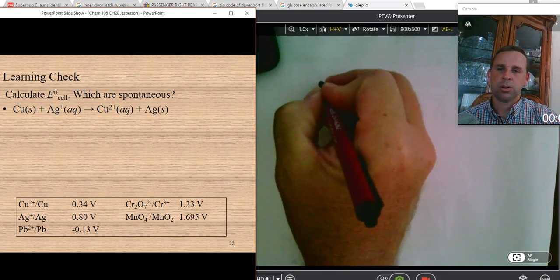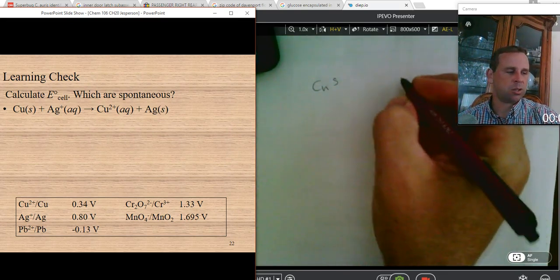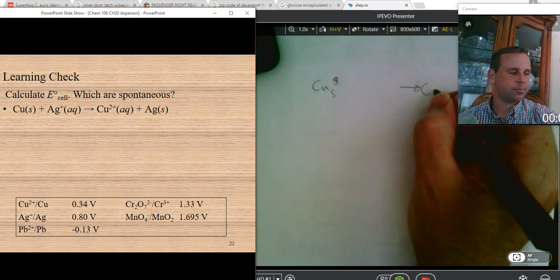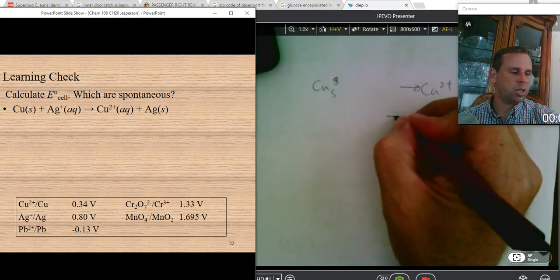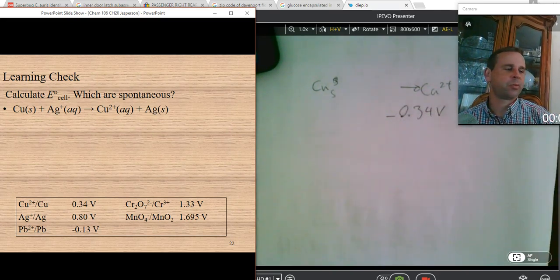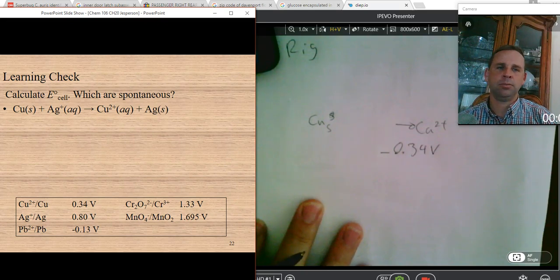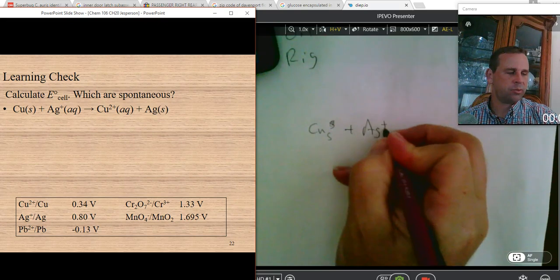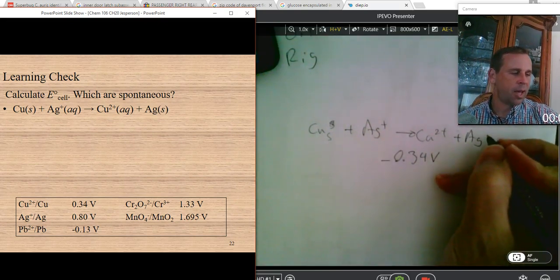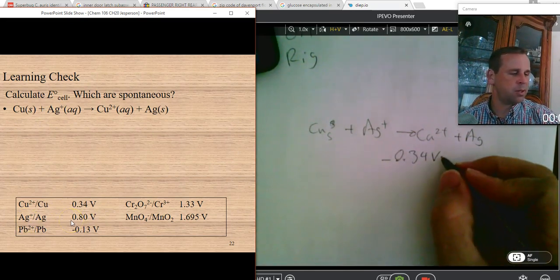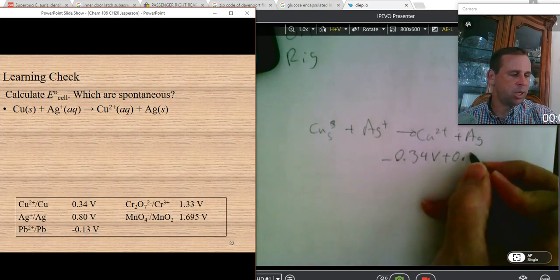So the copper going from copper solid to copper ion contributes a negative 0.34 volts. Okay? And the other process, silver ion going to silver metal, that is a reduction. And so that's this one down here. That contributes what the value is listed there as, a positive 0.8.